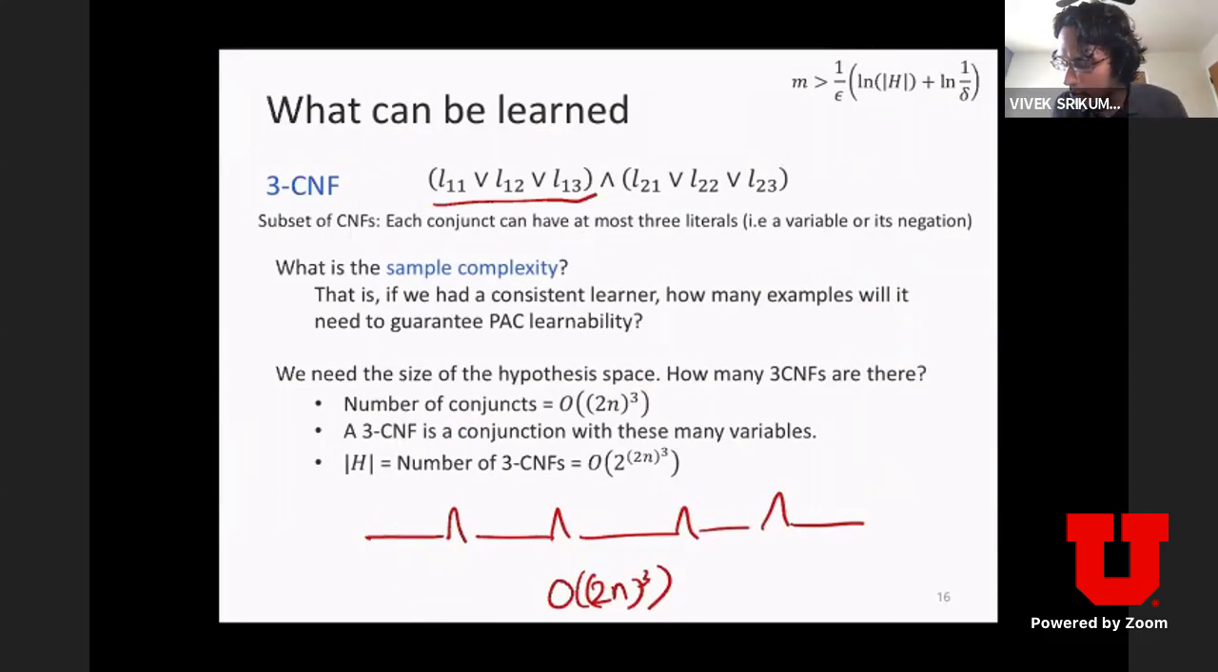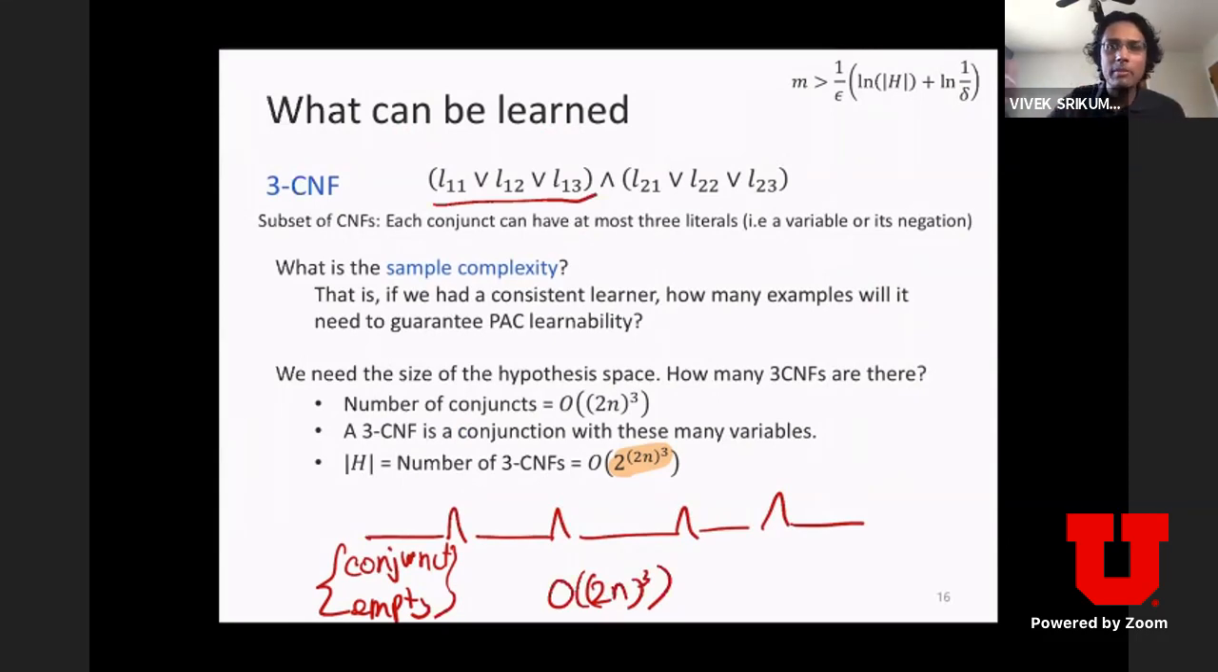So there are two options. Either the conjunct goes here, or empty. These are the two options for every step. And there are 2n cubed such positions where we can make these choices. So the number of 3CNFs is 2 power 2n cubed. That's the size of the hypothesis space. Of course, this is not the exact number. This is just order of magnitude, but that's all that matters.